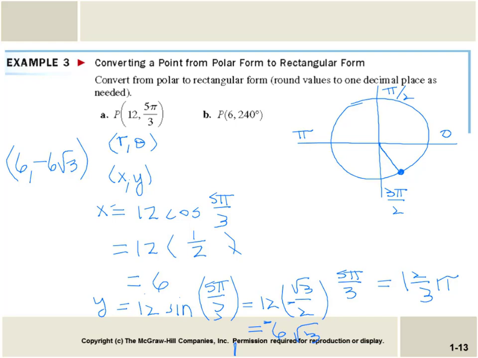Because x is equal to, so let's say this is theta, right? And this is x. This is y, and this is r, right?